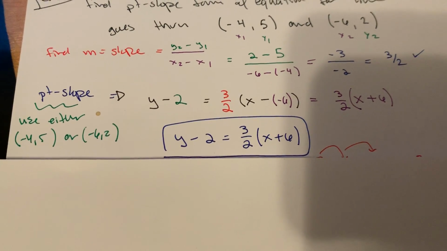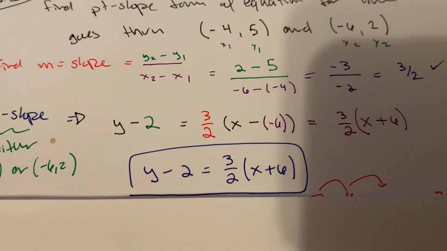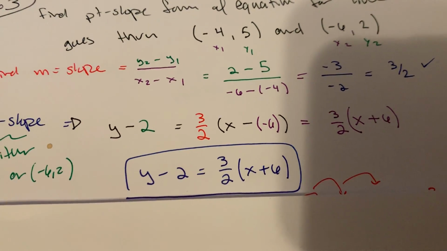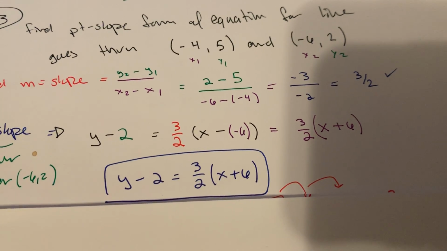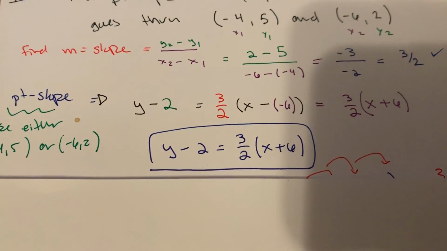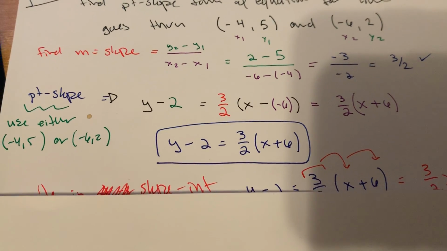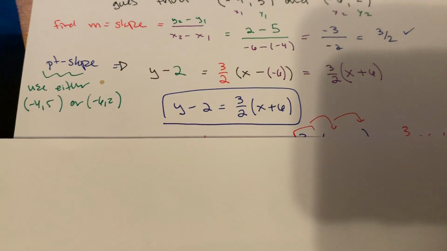In this case, I did -6 and 2. So my original version here, if I sub those things in, y minus 2 equals 3/2 times the quantity x minus -6. Minus -6, of course, would be x plus 6. So my cleaned up version, y minus 2 equals 3/2 times x plus 6. So that's the point slope form, right? It's boxed, so that's our answer A.